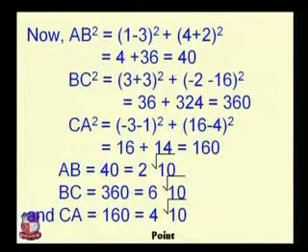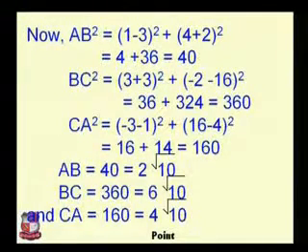Now BC square is equivalent to, putting the coordinates of B and C, (3 plus 3) whole square plus (minus 2 minus 16) whole square. So 3 plus 3 is 6, and 6 whole square we get 36. Minus 2 minus 16, that means minus 18, whole square we get 324. It is equivalent to 36 plus 324, which is 360.